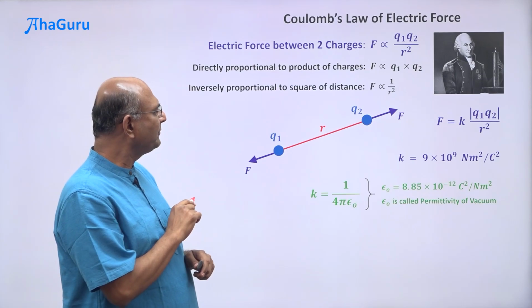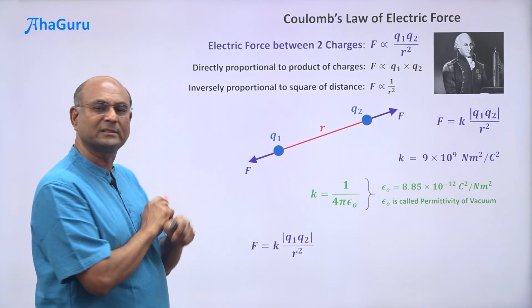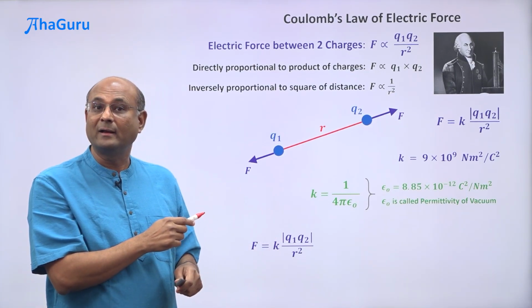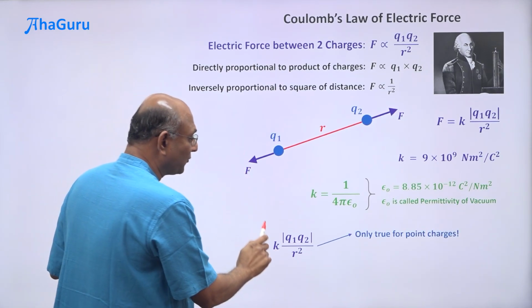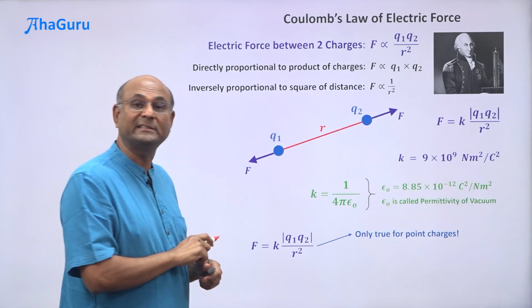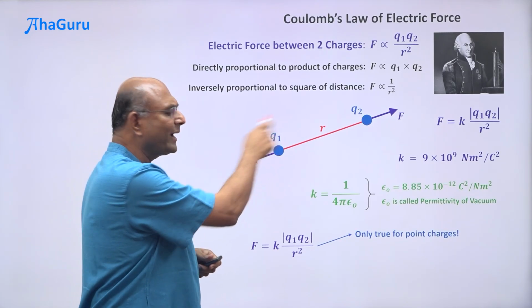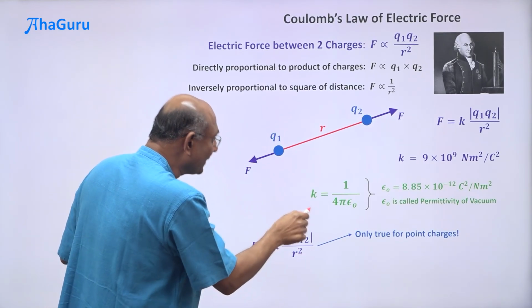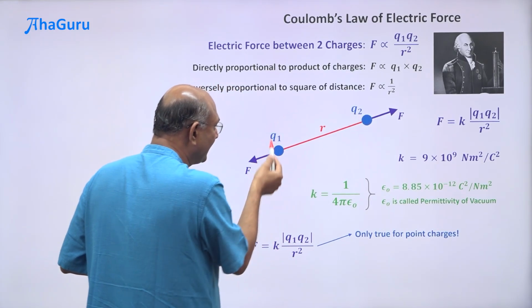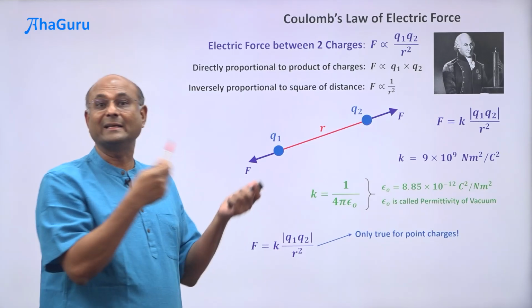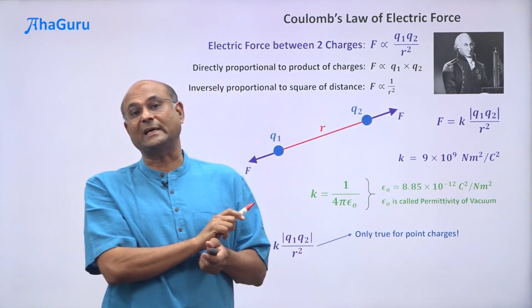Okay. Now, if I look at the force K Q1 Q2 by r square, let us look at the nature of this force. First, this force is only true for point charges. Why? Because notice this r square, this r, is it from this end to that end, or is it from center to center? It doesn't matter because it is point charges.